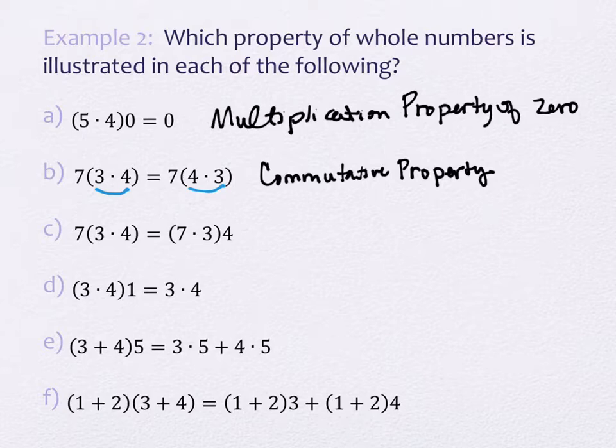Whereas on C, the 7, 3, 4 is all the same. But what actually changes is what's located inside the parentheses here. Here, it's 3 times 4, whereas here, it's 4 times 7. So the values are in the same order, but the grouping is around different values, which makes it the associative property.